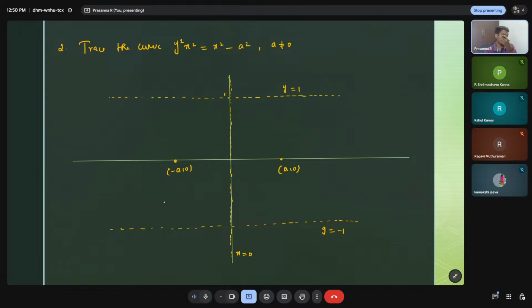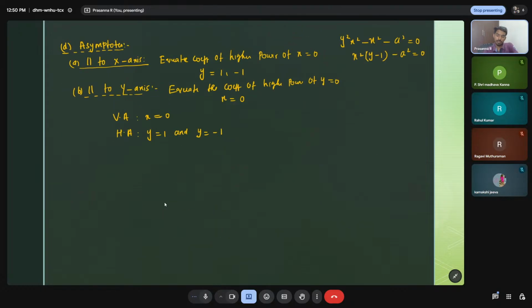Okay, so we have two horizontal asymptotes, which are 1 and minus 1, and one vertical asymptote at x is equal to 0. Now we will do domain analysis.